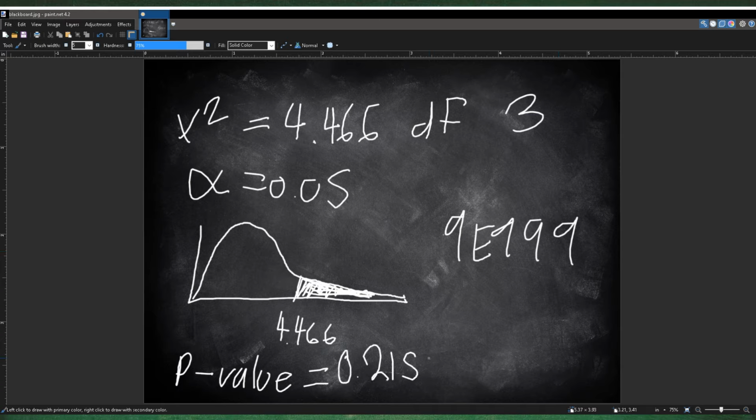0.215 approximately, right? So your p-value of 0.215 is obviously bigger than 0.05. So it's not really that unusual, because we have about a 20% chance of getting a sample like ours if the distributions are the same. Basically, that's what that means.